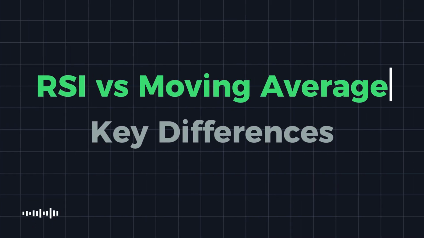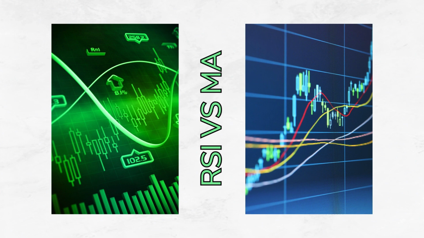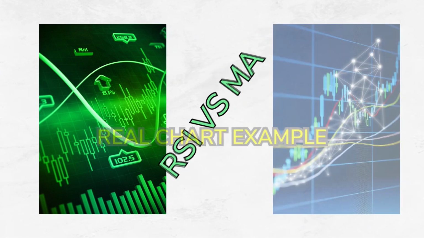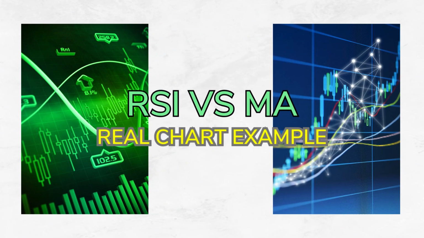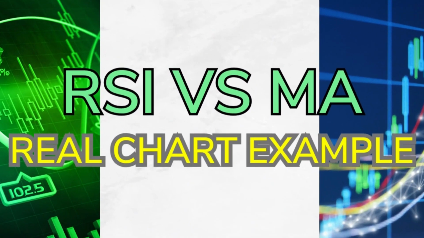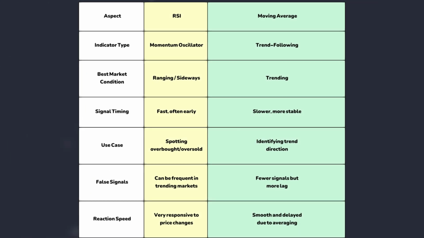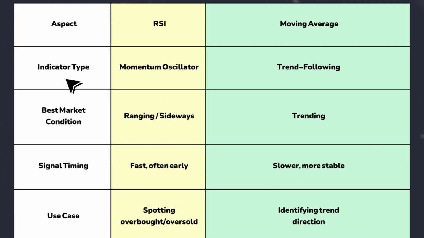RSI versus moving average, key differences. We'll begin with a quick side-by-side comparison of RSI and moving averages. Then comes the real value, seeing how they actually behave in real market situations. You don't want to miss that part. Let's break it down. As for indicator type, RSI is a momentum oscillator. It's designed to measure the speed and strength of price movements. In contrast, moving averages are trend-following indicators that help traders identify the overall direction of the market.